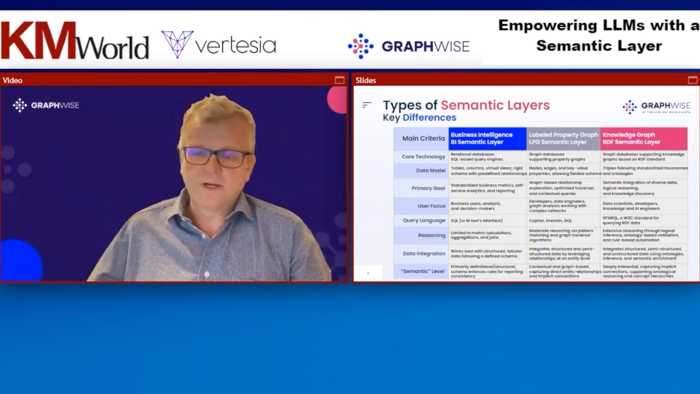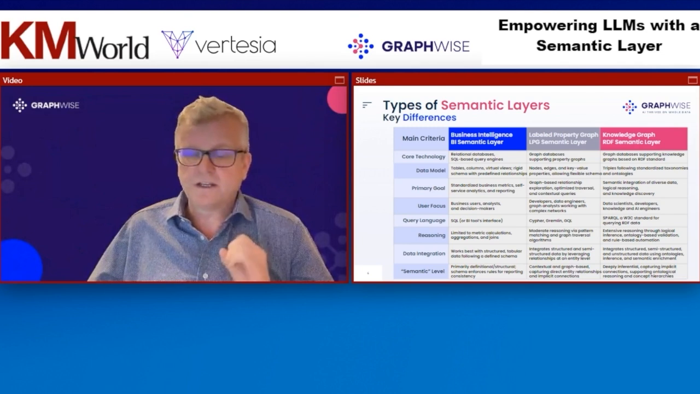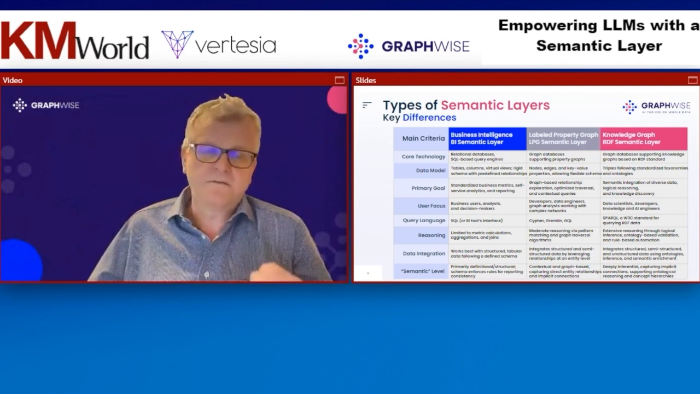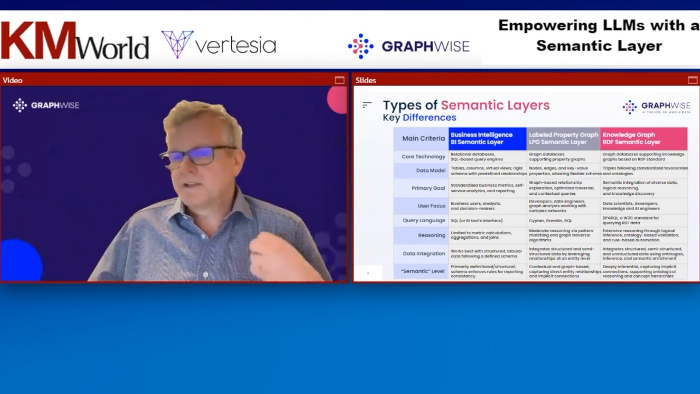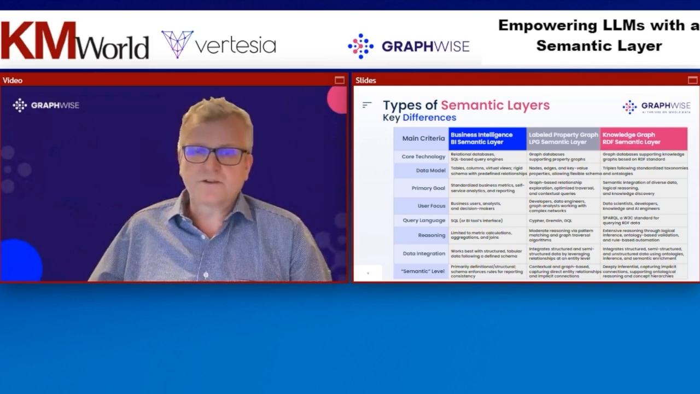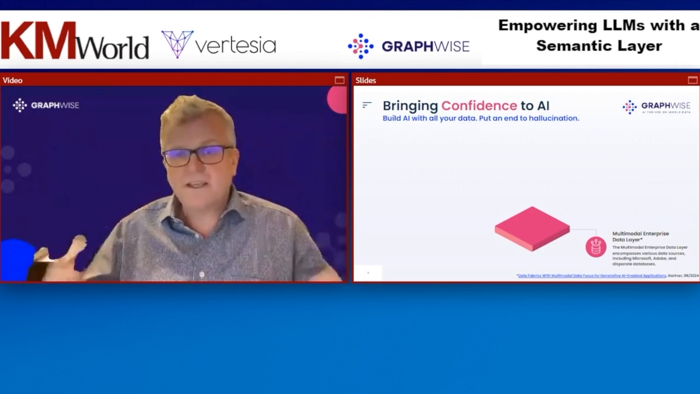I'm not wasting your time with all the details, but this slide should give you a taste of, okay, take a closer look at the different semantic layer versions and the varieties out there, because in the long run you have to make the right choice. Okay, so how does that work in the RDF case?